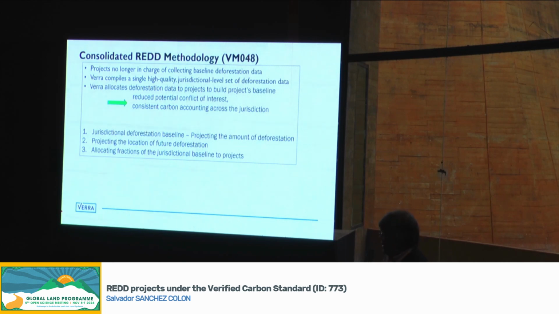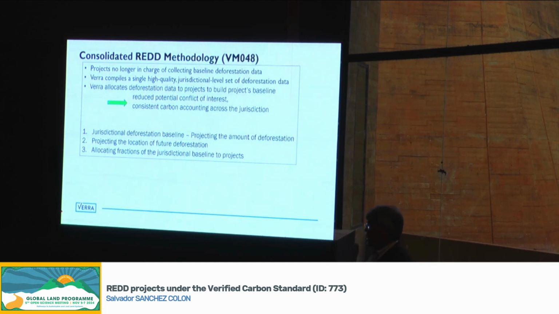And then Verra allocates fractions of that jurisdictional baseline, jurisdictional deforestation data set, to projects within that jurisdiction. That by itself reduces the potential conflict of interest, either actual or perceived, and also makes carbon accounting of those projects within the jurisdiction fully consistent among them and with a jurisdictional baseline. So this new approach involves three basic steps from the methodological point of view for setting the baselines of projects. First, we need to project the amount of deforestation that might happen in the following years across the entire jurisdiction.